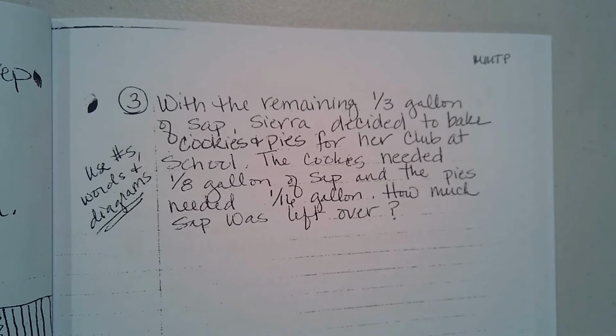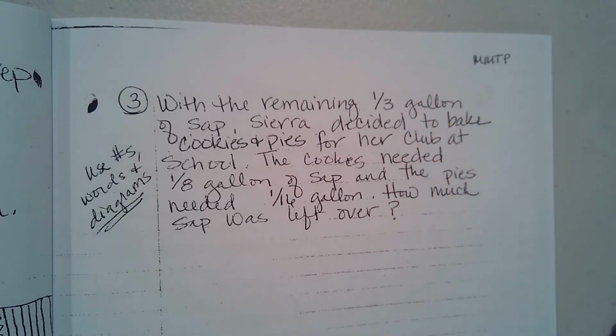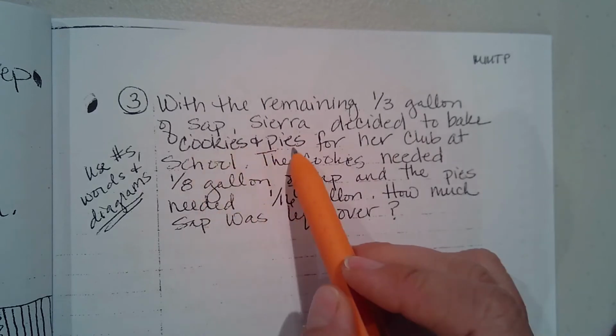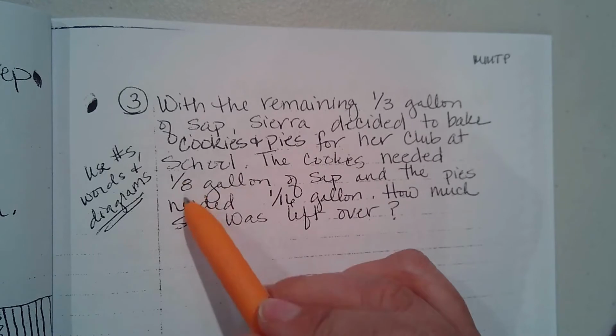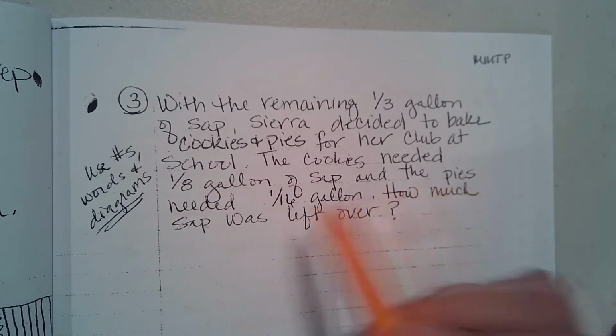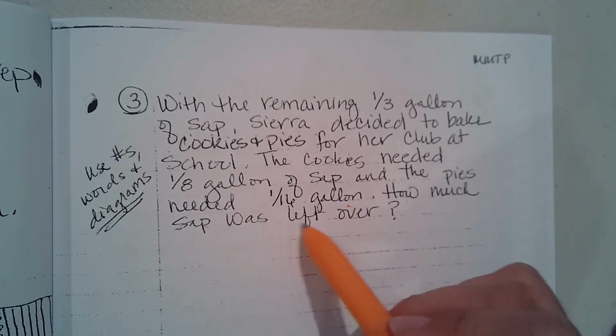All right. Problem 3. With the remaining third of sap, Sierra decided to bake cookies and pies for her club at school. The cookies needed 1/8 of a gallon of sap, and the pies needed 1/16 of a gallon. How much sap was left over?